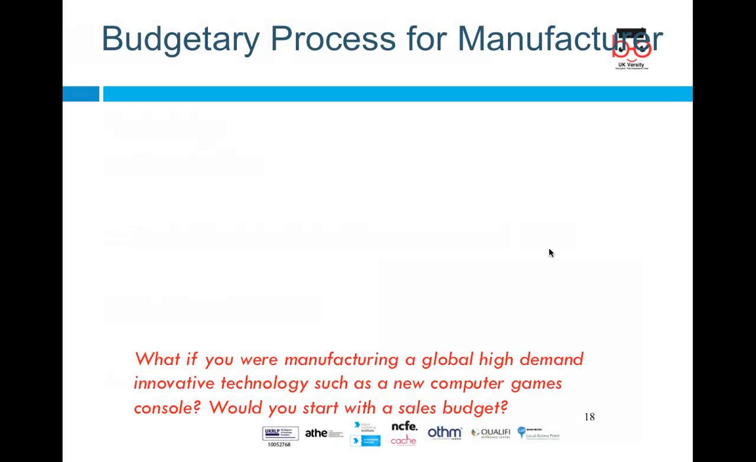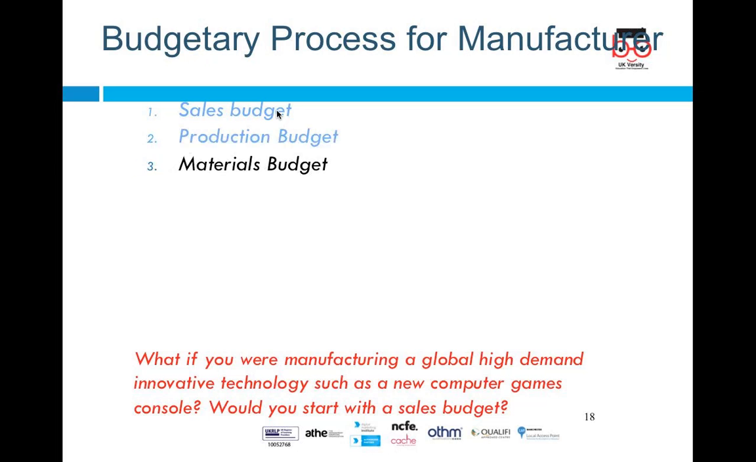Now, there is a situation. If we think about the budgetary process for a manufacturing company, what if we are a manufacturing company of global high demand and with innovative technology, such as a new computer games console? Would that start with a sales budget? So there are different kinds of budgets we need to consider for this particular manufacturing company. Sales budget, which is broken down by product group and geographical area, and decisions are taken on new products and whether to drop old products.